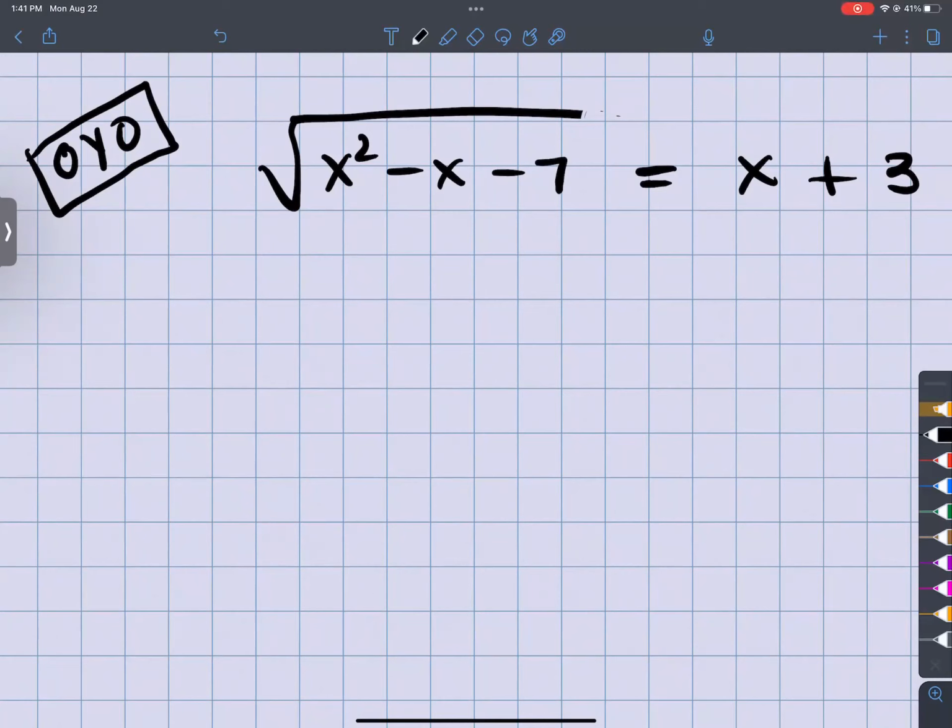The radical is right by itself. I'll raise both sides by the index. So squaring both sides, readings, awesome. So in here, that there will not be 2.